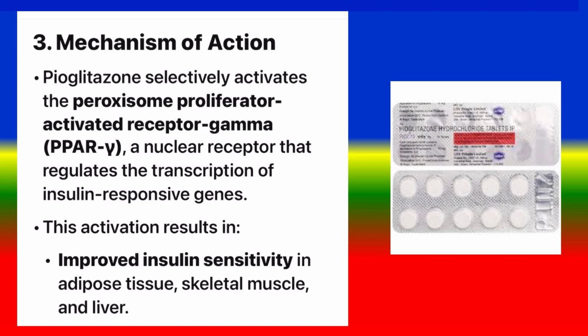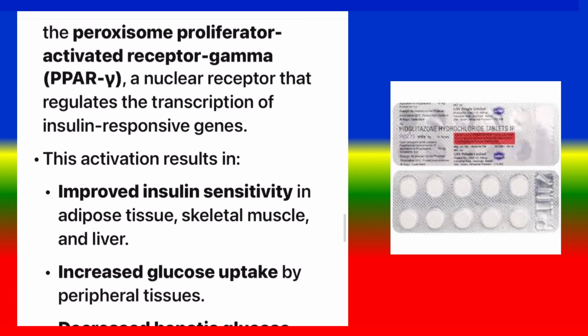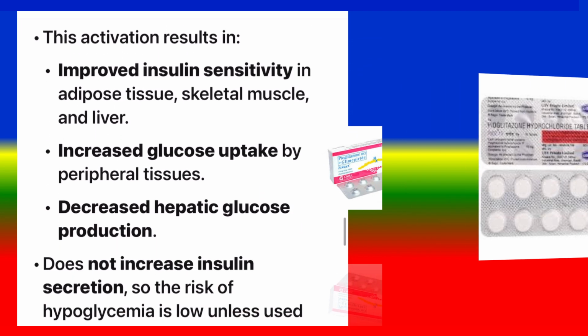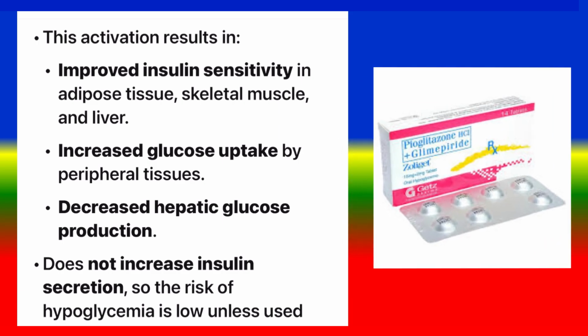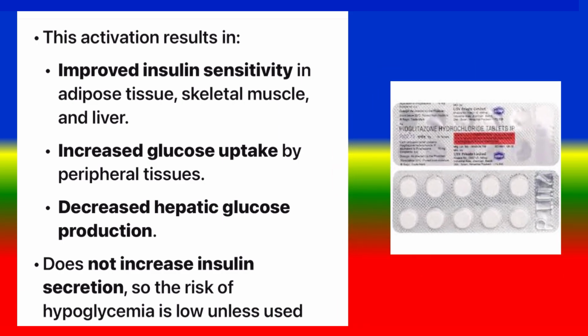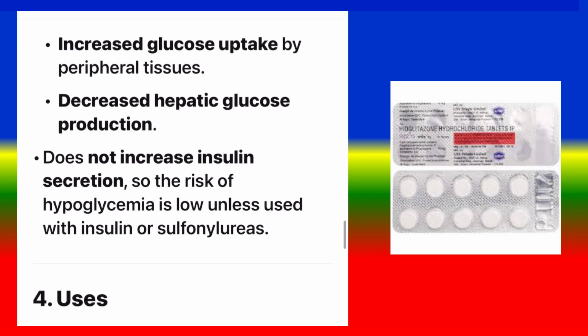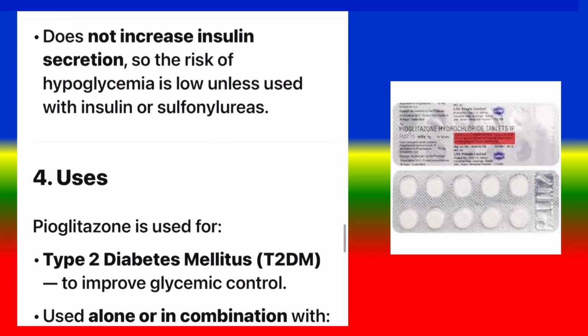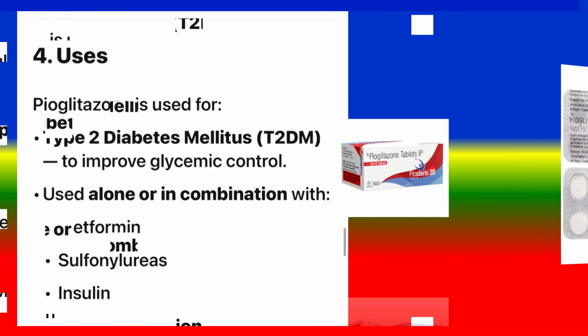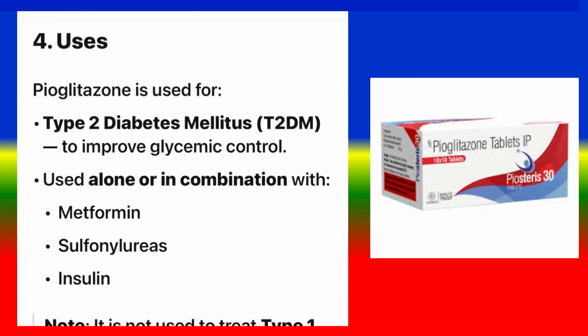Pioglitazone selectively activates the peroxisome proliferator-activated receptor gamma, PPAR-gamma, a nuclear receptor that regulates the transcription of insulin-responsive genes. This activation results in improved insulin sensitivity in adipose tissue, skeletal muscle, and liver, increased glucose uptake by peripheral tissues, and decreased hepatic glucose production. It does not increase insulin secretion, so the risk of hypoglycemia is low unless used with insulin or sulfonylureas.